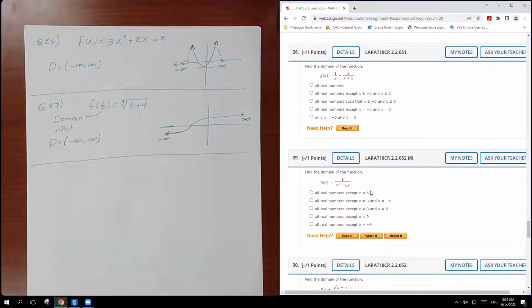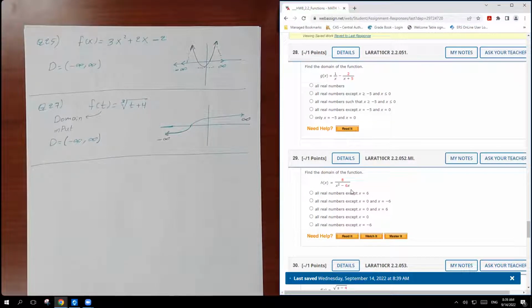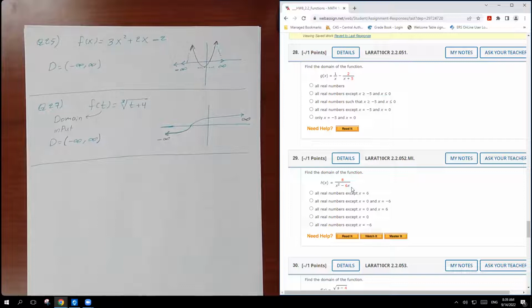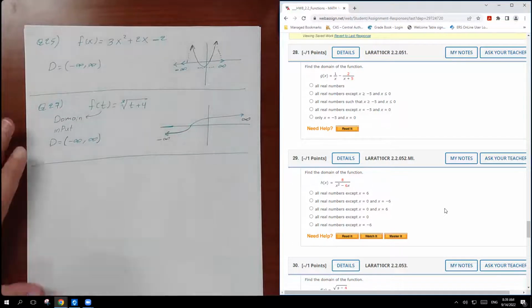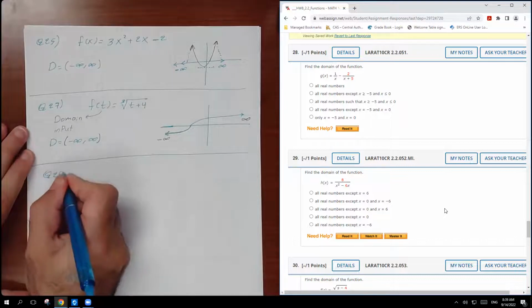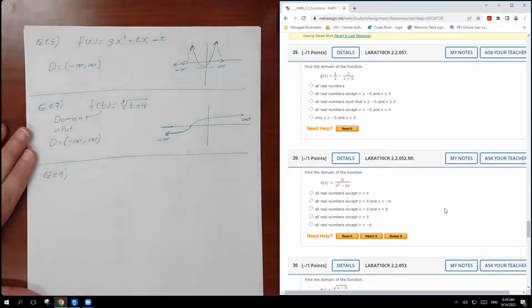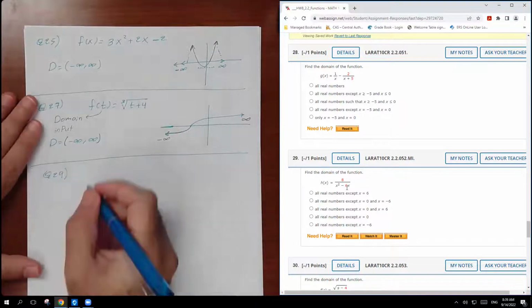28 and 29 are going to be the same thing, the same way to solve it. Let's work on 29 first, then we're going to go back to 28. Let's find the domain for 29. 29, it's a rational function. So keep in your mind, if you have a rational function, you have to do exactly the same steps I'm going to do now. Find the domain.